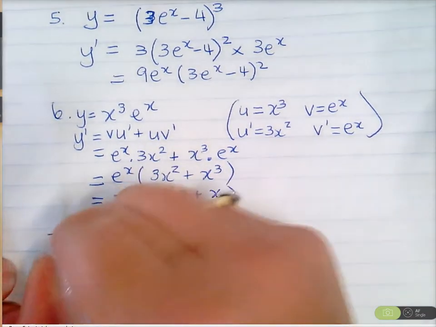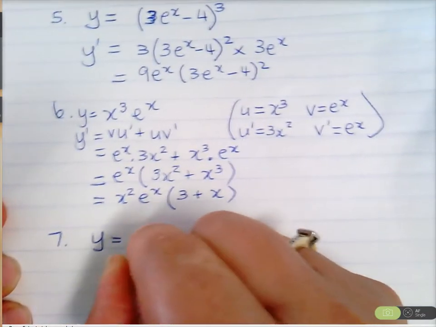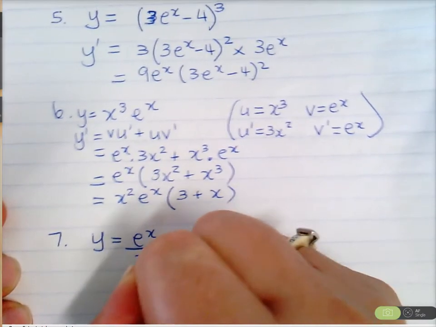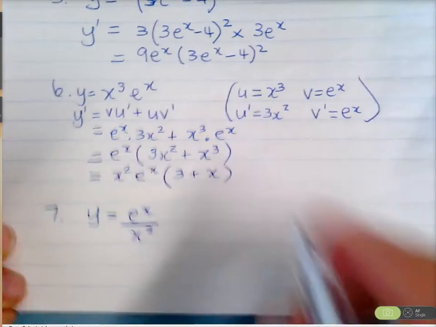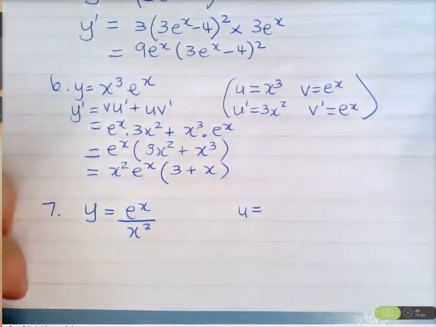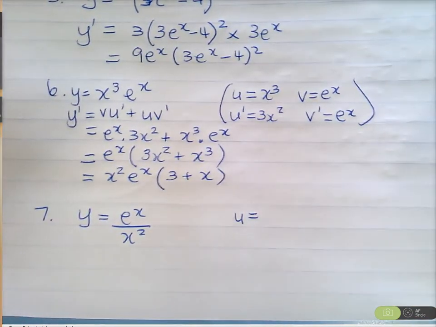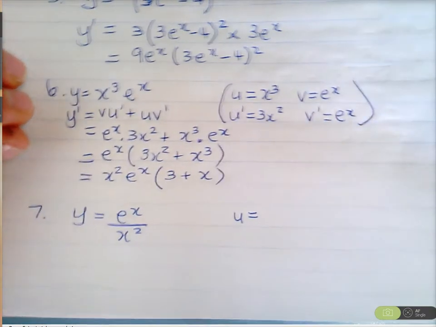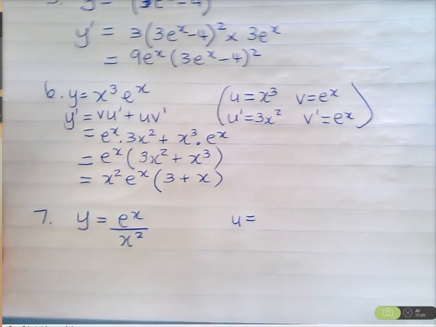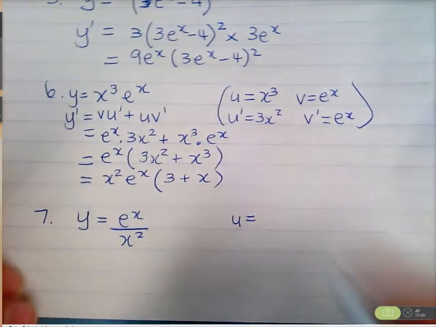Let's do a quotient rule. So y is e to the x over x squared. Okay. You'll be doing the whole exercise. I'm on question 3 now, and then look, we're 23 minutes. All right, 23 minutes.